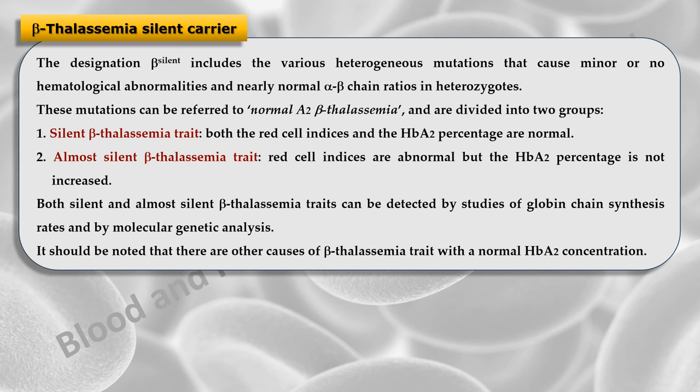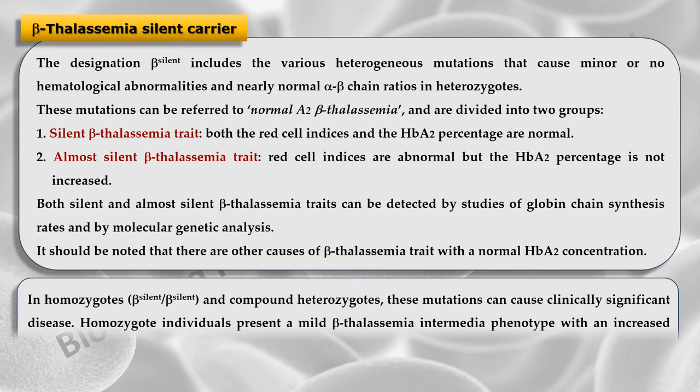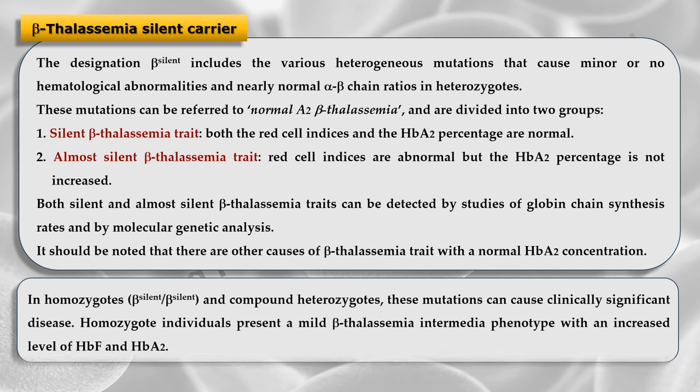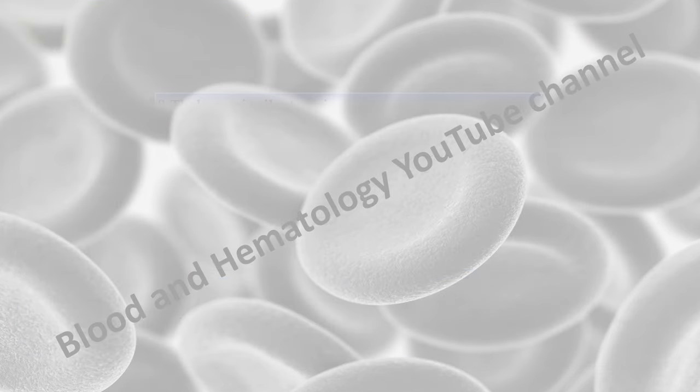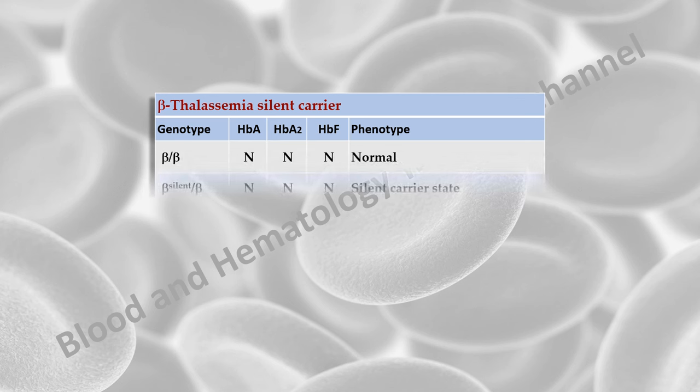Both silent and almost silent beta-thalassemia traits can be detected by studies of globin chain synthesis rates and by molecular genetic analysis. It should be noted that there are other causes of beta-thalassemia trait with a normal hemoglobin A2 concentration. In homozygotes and compound heterozygotes, these mutations can cause clinically significant disease. Homozygote individuals present a mild beta-thalassemia intermedia phenotype with an increased level of hemoglobin F and hemoglobin A2. Genotypes, hemoglobin patterns, and phenotypes in silent carrier state of beta-thalassemia are listed in the table.